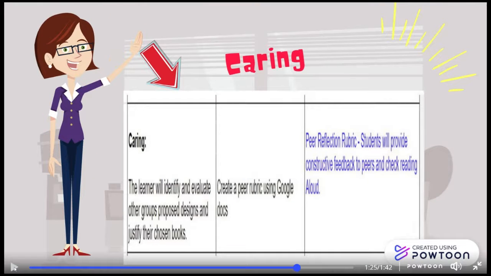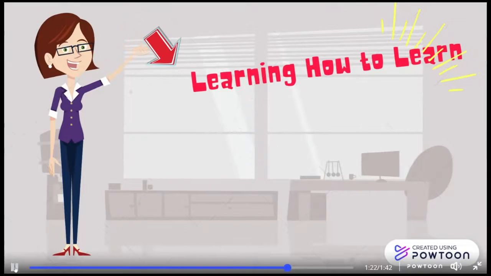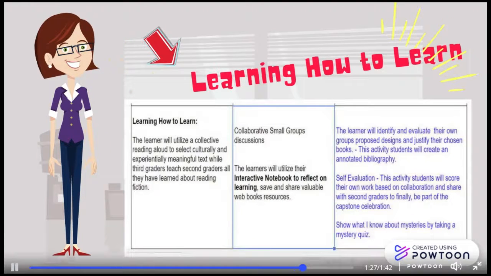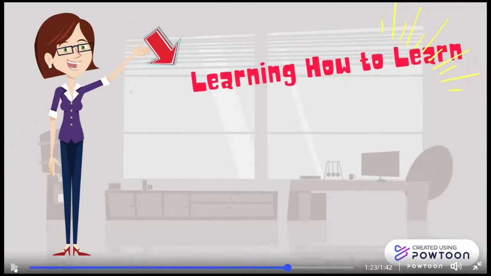Caring. The learner will identify and evaluate other groups' proposed designs and justify their chosen books. Learning how to learn. The learner will utilize a collective reading aloud to select culturally and experientially meaningful text, while 3rd graders teach 2nd graders all they have learned about reading fiction.